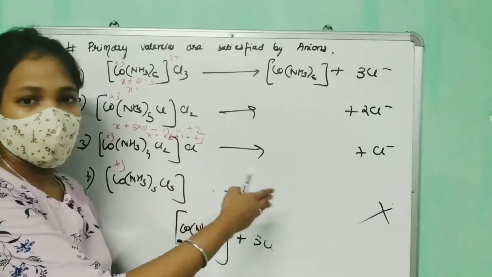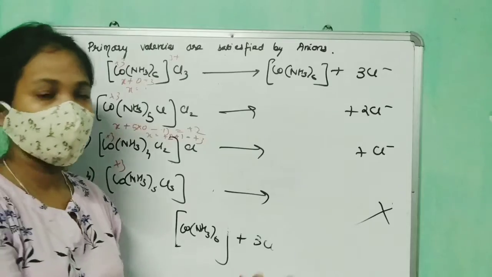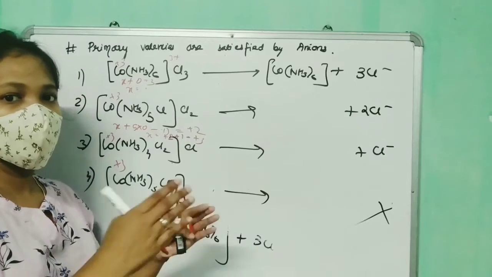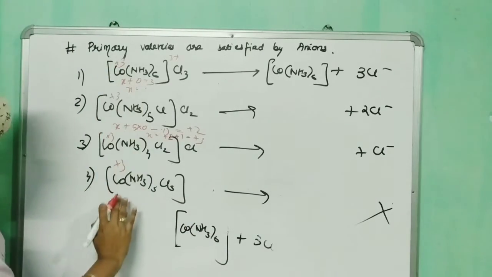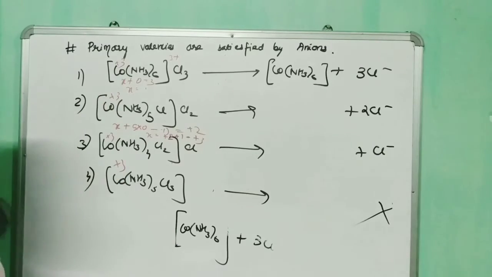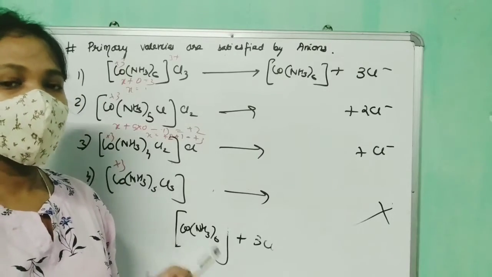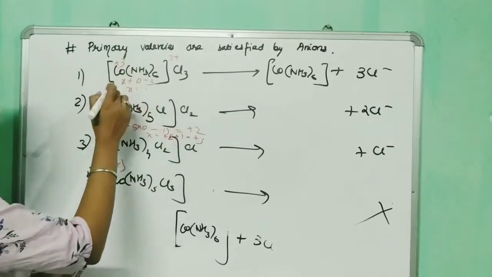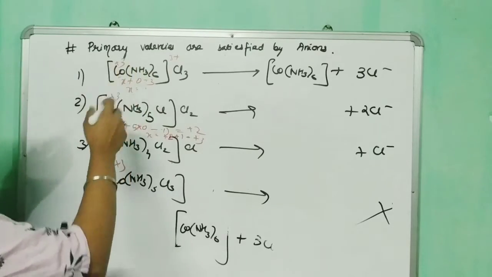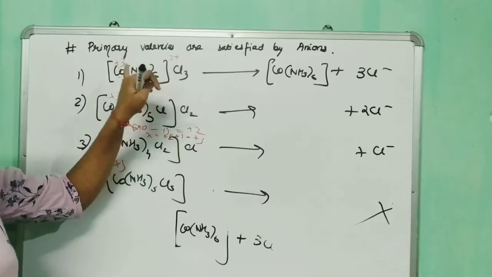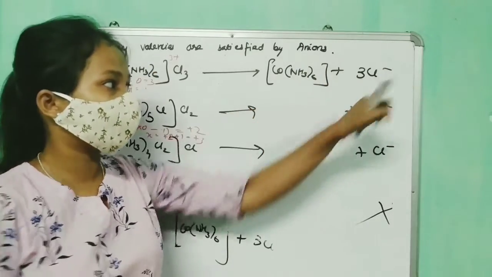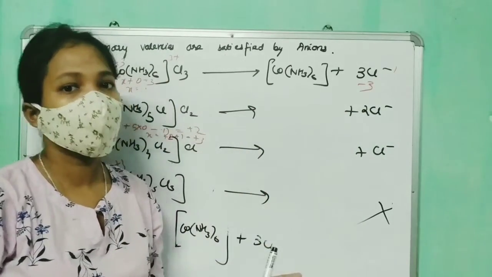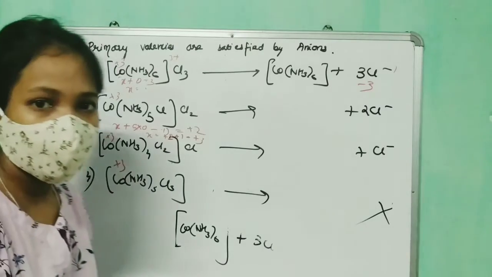Just before, I said that metals have two types of valencies, primary and secondary. The primary valency is basically your oxidation number. In all the complexes cobalt is in the plus 3 oxidation state, so the primary valency is 3. According to Werner, as primary valencies are satisfied by anions, this plus 3 will be satisfied by 3 Cl minus, that is 3 times minus 1, which is minus 3. So overall it is neutral, there is no charge. I hope this is clear to you all.